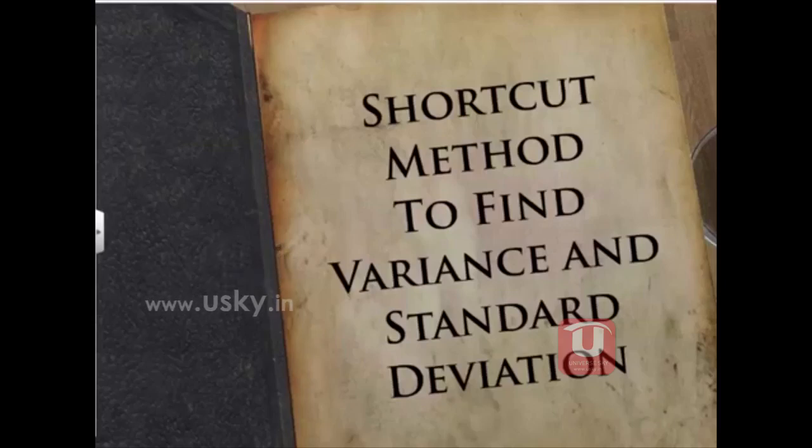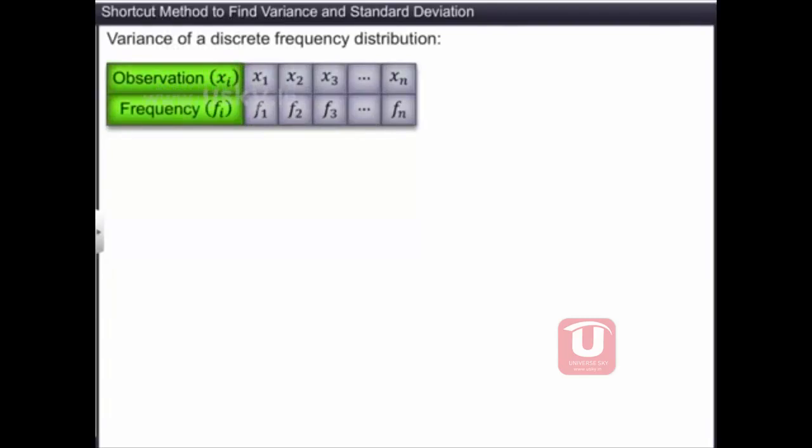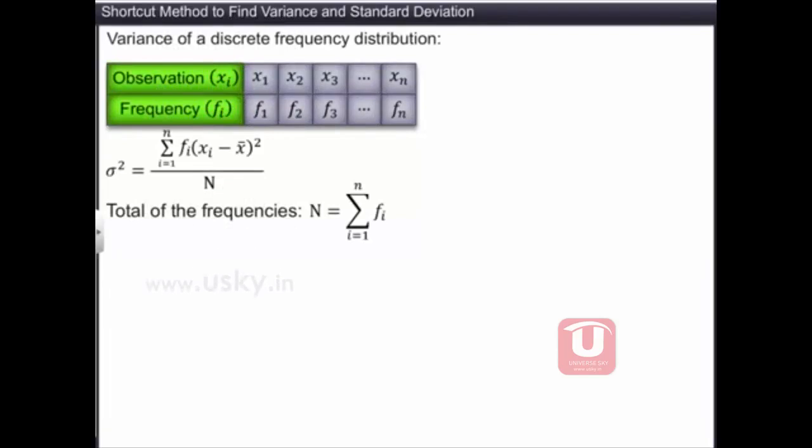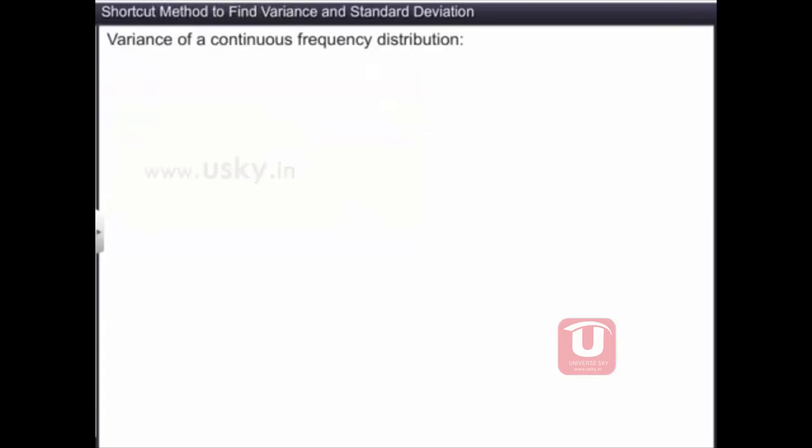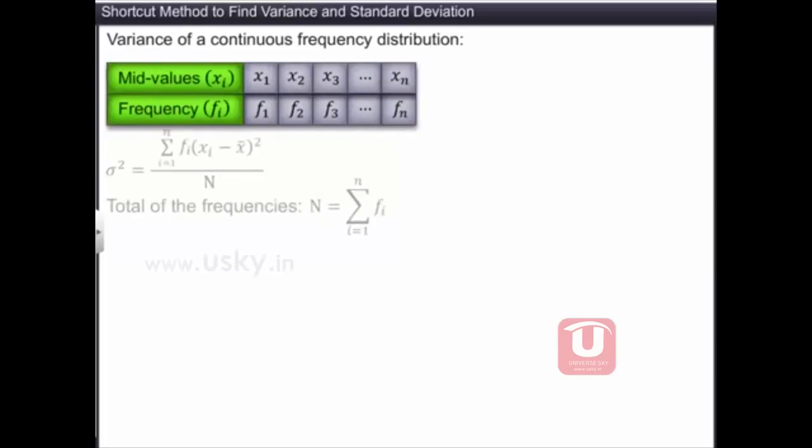In this module, you will learn to find the variance and standard deviation using the shortcut method. We know that the formula for the variance for a discrete frequency distribution is sigma squared is equal to summation of the product of the squares of the deviations from the mean and their respective frequencies whole divided by the total number of frequencies. The formula for the variance for a continuous frequency distribution is sigma squared is equal to summation of the products of the squares of the deviations of the mid-values from the mean and their respective frequencies divided by the total frequency.